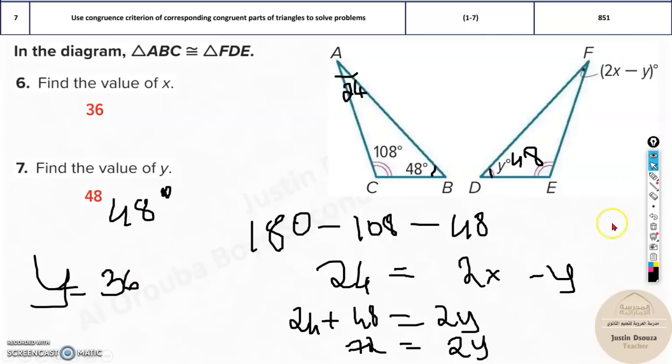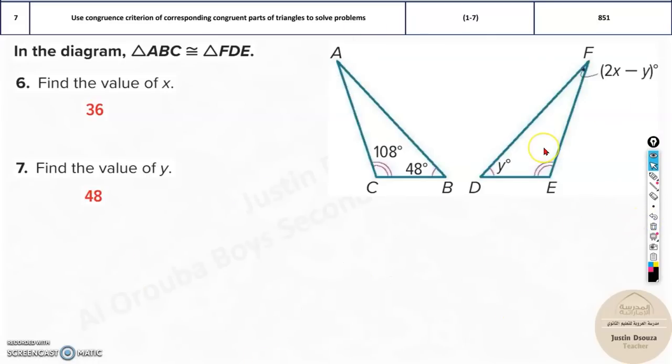So this is how we can easily solve it. Whichever method is convenient, you can directly put that in the calculator as well. You know y is 48 and this is 24 we got. So equate 24 is equal to 2x minus 48. You will get the answer directly. So this is how we can easily solve this.